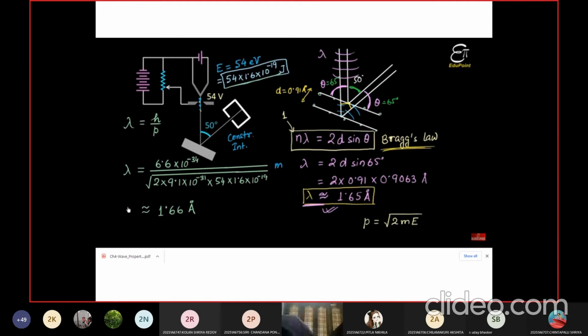That implies whatever lambda you got from de Broglie, and whatever lambda you calculated from Bragg's for constructive interference, they are one and the same. That implies the de Broglie proposition is true, and the de Broglie expression is also true. So that is what is to be understood from this experiment. Am I clear?